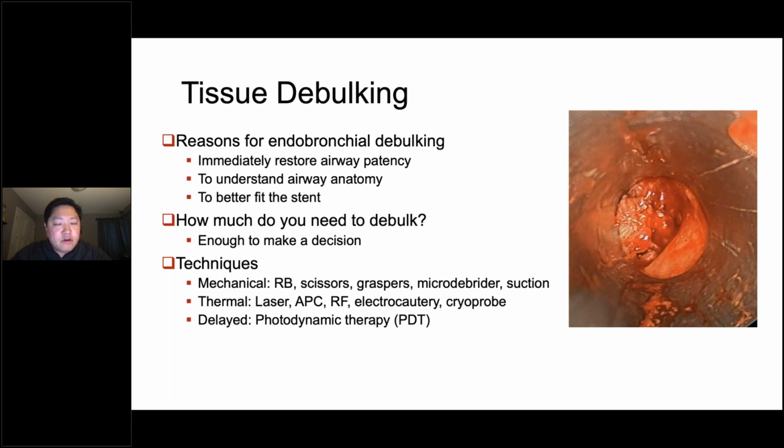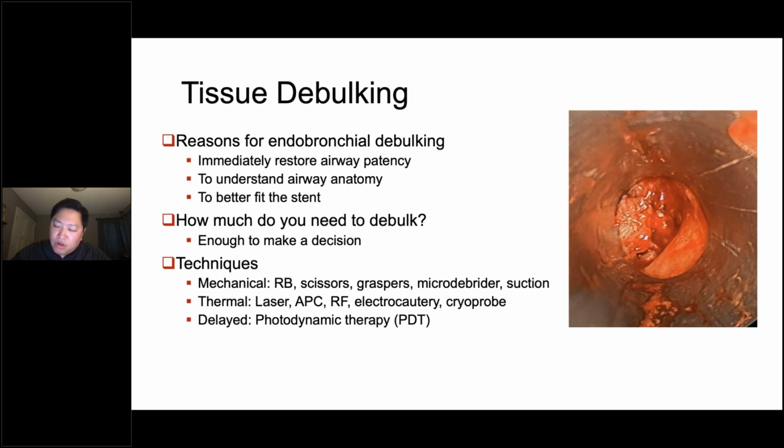And then the other reason to debulk, if you're going to place a stent, is to make the stents fit better. There are times where the stents may not conform to a certain anatomy where there's a mass within the airway. So you may have to debulk a little bit just to get the stents to fit.